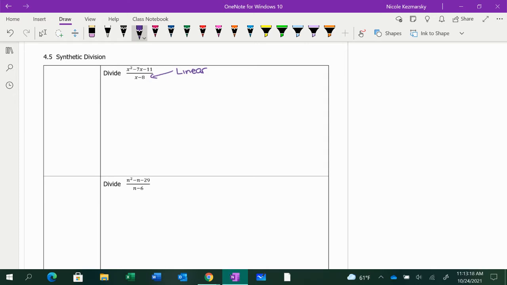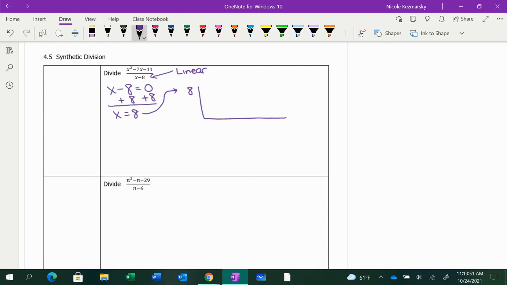So what we do with synthetic division is we start off with that denominator and we set it equal to 0 and solve. So I'm going to add 8 to both sides and get x equals 8. Then I'm going to create this half box that looks like a really weird L. And I'm going to put that 8 just outside the upper left-hand corner of the box.